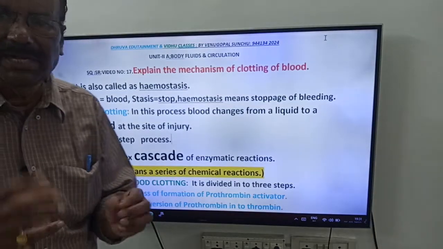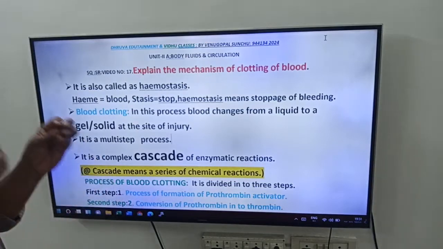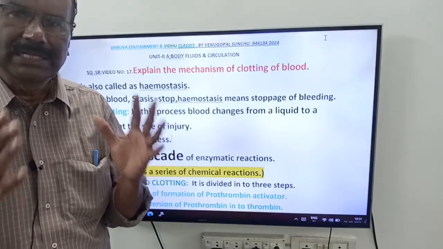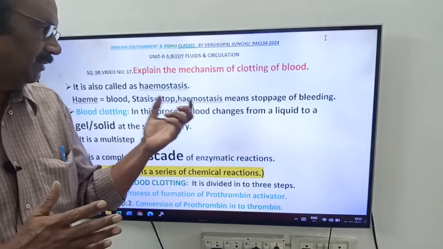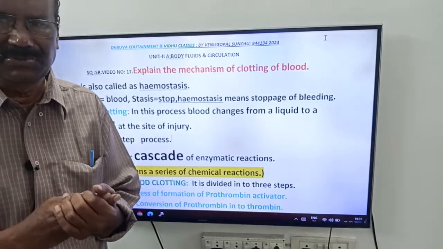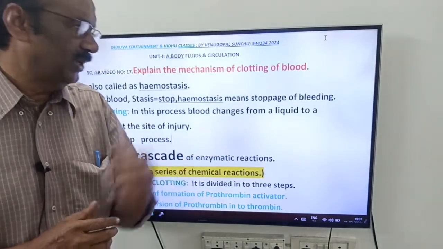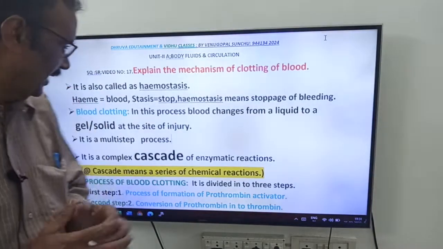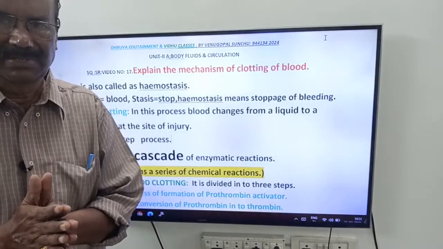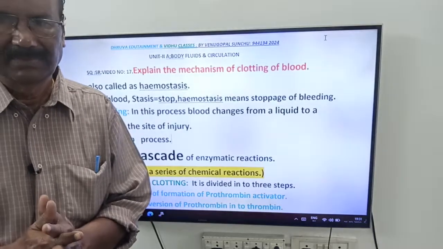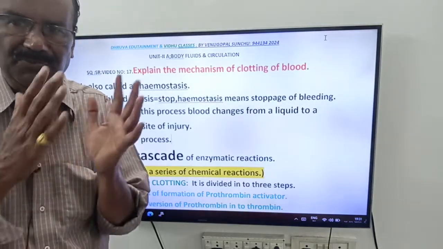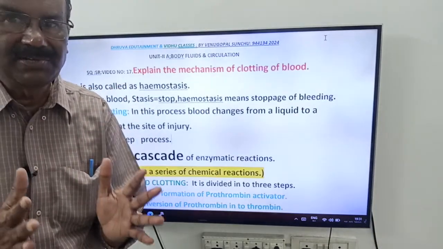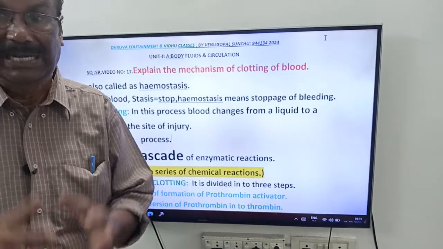What is the definition of blood clotting? You know blood is a fluid connective tissue. In this process, blood changes from a liquid to a gel or solid at the site of injury. That fluid blood is converted into a solid or gel like substance at the site of injury.